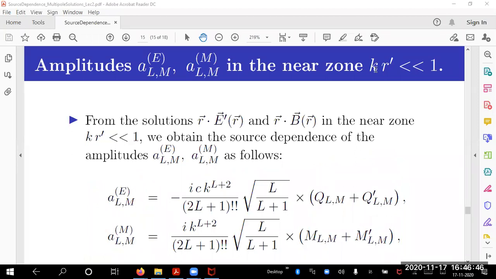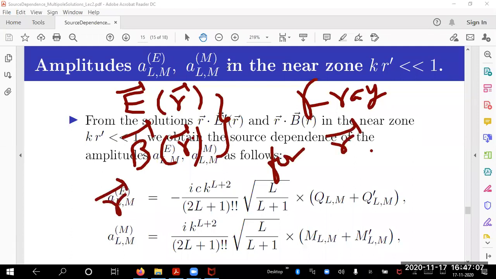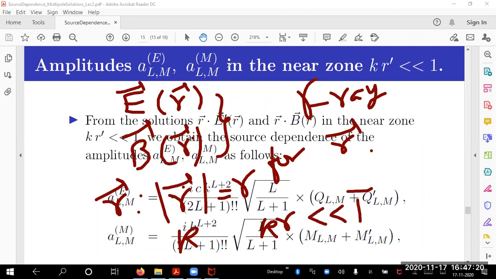Let me tell you the logic. If I know the electric field, let us say the electric field is known as a function of R, and I know the magnetic field as a function of R. These two together define my gamma ray, or any electromagnetic radiation for that matter, for all R. I am taking R such that the magnitude of R, I call it R, and the wave number of the radiation, I call it K. In the region where Kr is much less than 1, I will write this solution.